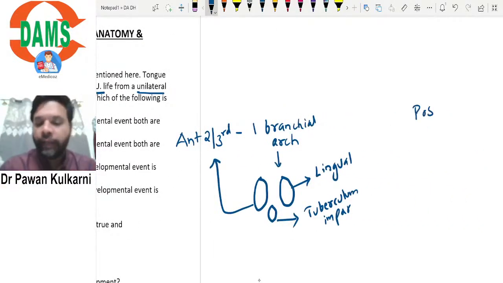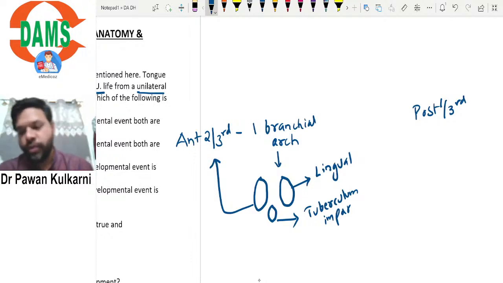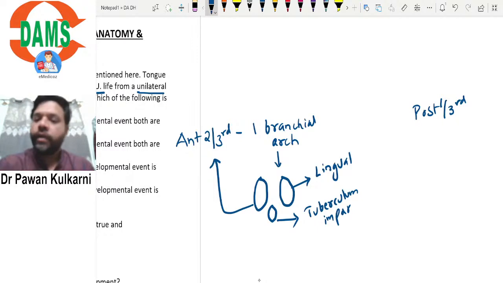The posterior one-third of the tongue forms from the other three pharyngeal arches. What are the other three pharyngeal arches? Second, third and fourth pharyngeal arches give rise to the posterior one-third of the tongue. There is a part called the copula, and that copula arises from the second, third and fourth pharyngeal arches. That gives rise to the posterior one-third of the tongue.